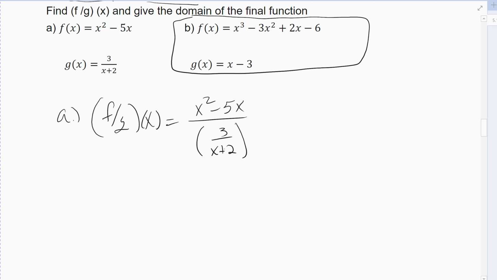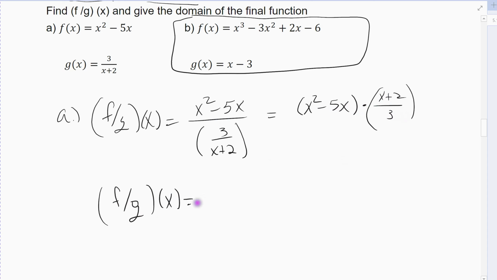If you recall from algebra, division is the same as multiplying by the reciprocal, and so this is exactly the same as taking the x squared minus 5x and multiplying it by the reciprocal of this. Well, the reciprocal of that would be x plus 2 divided by 3. And so f divided by g of x simplifies to the fraction x squared minus 5x, times x plus 2, divided by 3. And so for the final expression, this denominator is never 0.